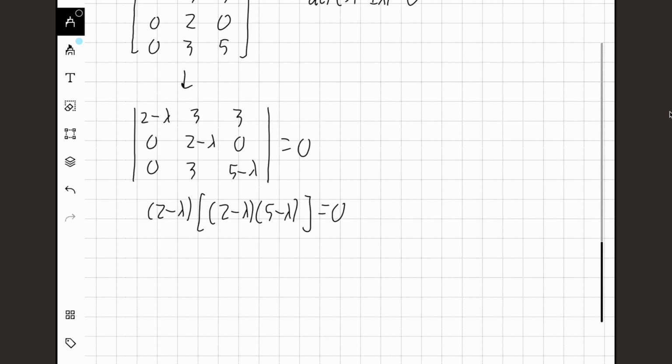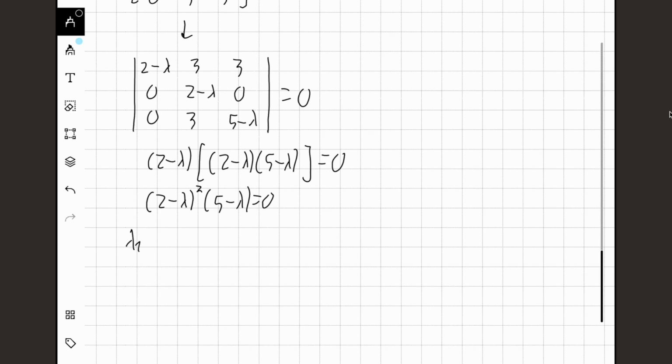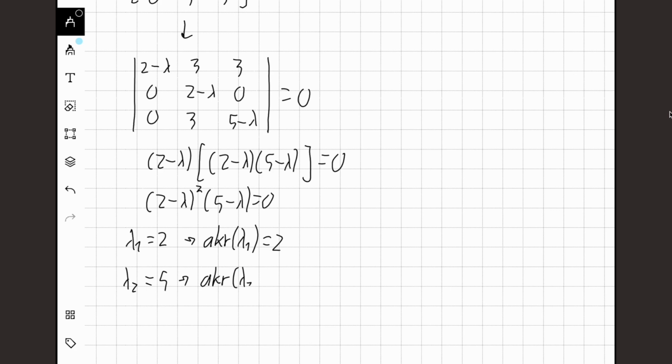So, what is our characteristic polynomial? It's (2 minus lambda) squared times (5 minus lambda) equals 0. We see instantly that our first eigenvalue is lambda 1 equals 2, and it has algebraic multiplicity 2, because it's a repeating root. And our second eigenvalue, lambda 2, equals 5, and its algebraic multiplicity equals 1. So we also know its geometric multiplicity equals 1, and for this one we don't have to worry about it. But for the first one, we have a problem because it has an algebraic multiplicity of 2.